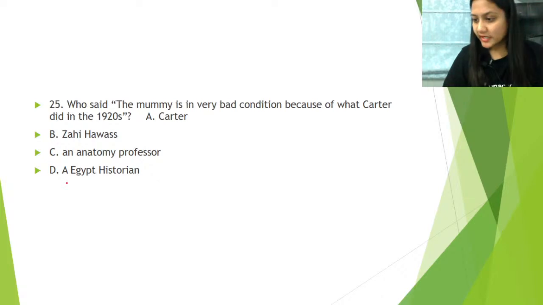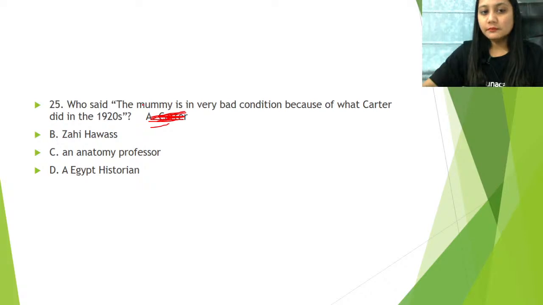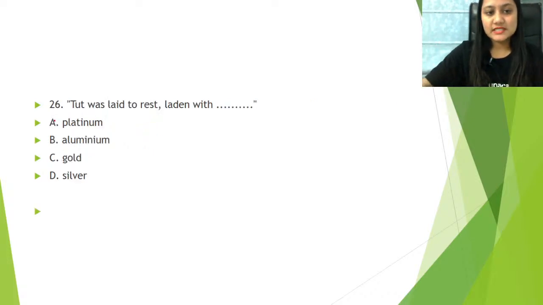No, okay, 25A. How can Carter himself say this? That's A, that's Carter. No, he did not say it. I'm eliminating Carter. Now choose. Entrepreneur. No, it was Zahi Hawass who said this. Right, it was Zahi Hawass. Yes, Sujal, perfect. Now it's fine.